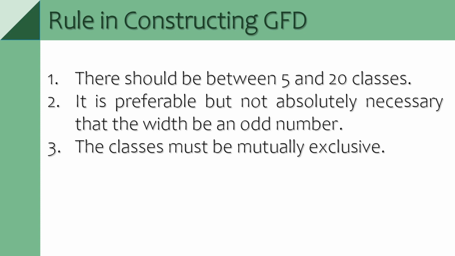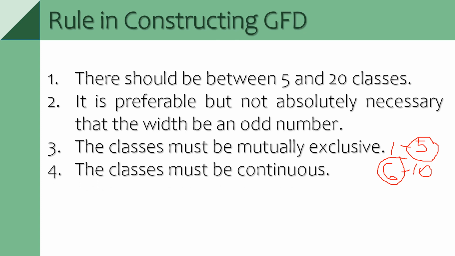Kung ang first class limit natin is 1 to 5, okay, 1 to 5, yung second class limit natin is 6 to 10. Okay, so dito mapapansin natin hindi nag-overlap yung mga classes natin. Okay, number 4, classes must be continuous.